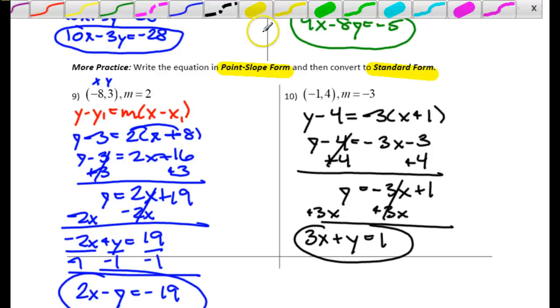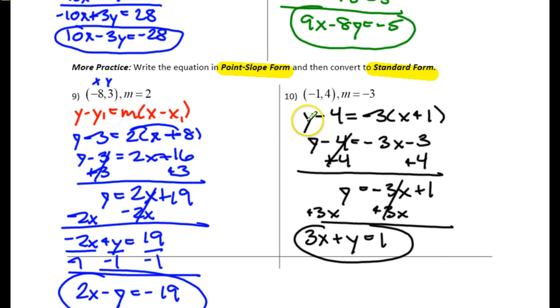Alright, so for number 10, once you plug it into slope-intercept, you should have this. The key is x minus negative 1 turns to x plus 1. Okay? Once you distribute and then move your 4 over, you should have y equals negative 3x plus 1. That's slope-intercept. But remember, we're going to take it to standard form. So not much to do to make it standard form. There was no fractions. I just moved my x over, constants on the right side. After I do that, my a is already positive. So 3x plus y equals 1 is my final answer.